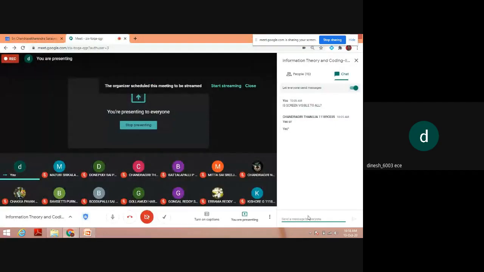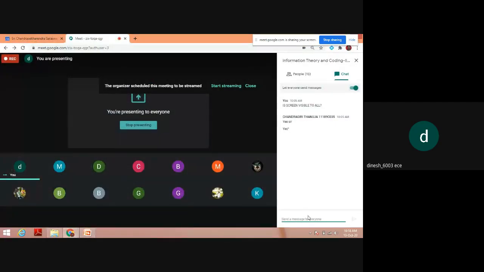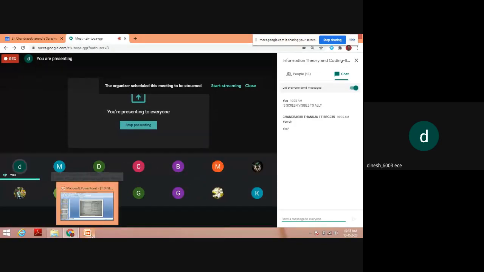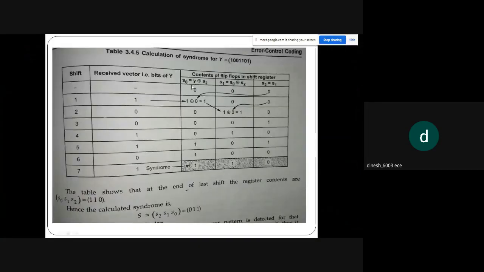Let me check in the chat box. Okay, I'll proceed further. After writing S0, S1, S2, make sure you write all the Y bits in sequence. In sequence we have 1001101, as in this table. As in this table, you need to write.